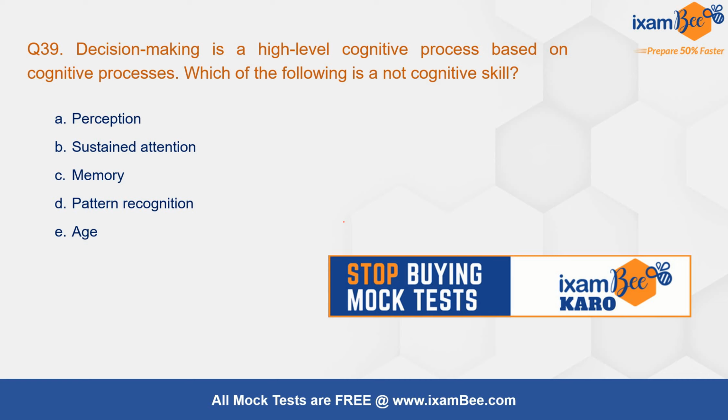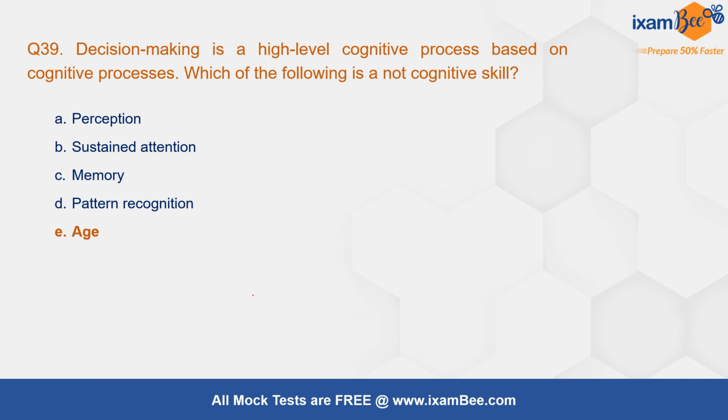Next question, decision making is a high level cognitive process based on cognitive processes and cognitive skills. Which of the following is not a cognitive skill? Perception, sustained attention, memory, pattern recognition, and age. So cognitive skills are basically your mental ability to process and understand information, and use that in decision making. So which of these is not a cognitive skill? If you understand cognitive skill, the answer is simple, it is age. Age is not a cognitive skill, it's not a mental ability related aspect.